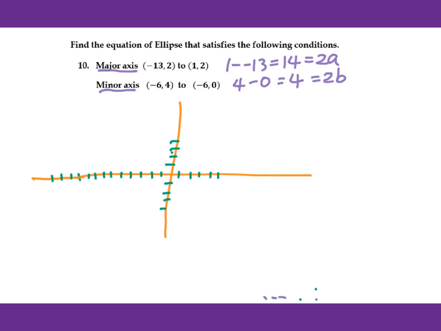Now let's sketch the graph. (Negative 13, 2) will be here. (1, 2) is here. (Negative 6, 4) is over here. (Negative 6, 0) will be here. And we can connect all these vertices.